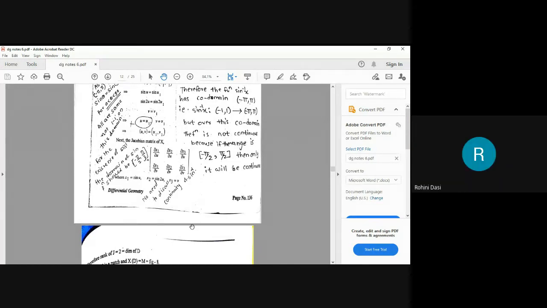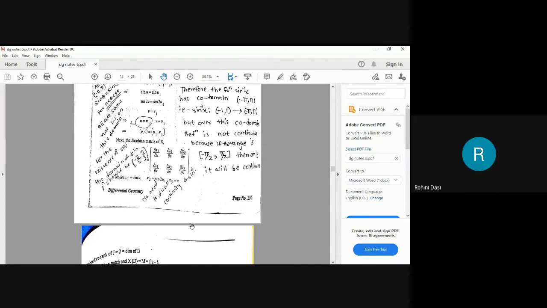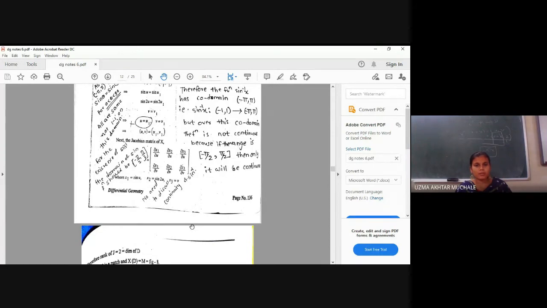At pi/2, at pi and 0. Actually, it is not a function itself in the provided codomain, that is minus pi to pi. That is given to us, no? Yes, ma'am. Minus pi to pi. So at that time, it is not a function itself.